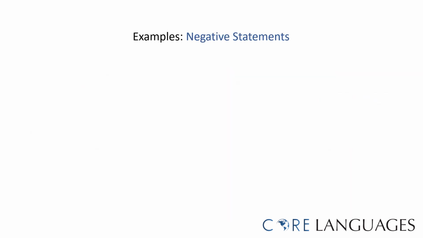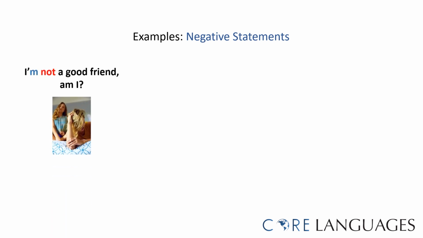Here are some examples of negative statements that are followed by a positive question tag. I'm not a good friend, am I? Notice that because we are making a negative statement first, it is correct to use am in the question tag if the subject is I. It would be incorrect to say, I am not a good friend, are I?